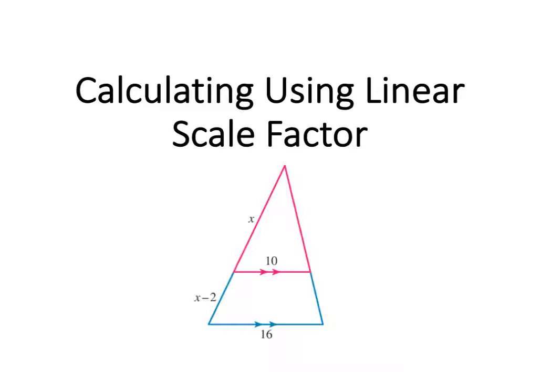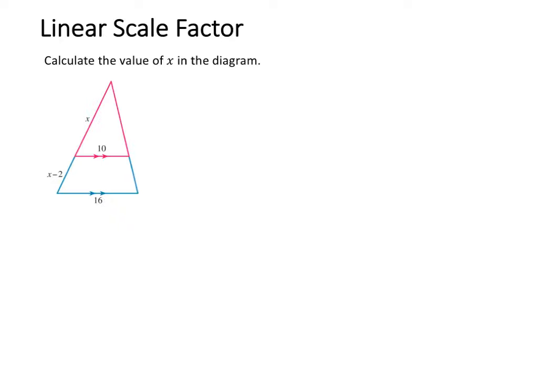In this video, we're going to have a look at how to use scale factor to calculate a missing variable on the side of shapes that are similar. So the question is asking us to calculate the value of x in the diagram shown. And looking in the diagram, we have got x that appears twice. We've got an x here and an x minus 2 down the bottom.